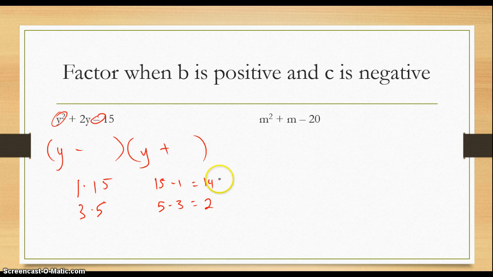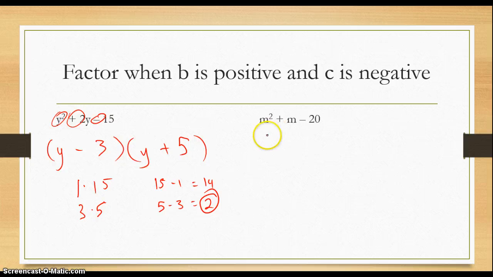So, I see that this is my answer. I need 5 and 3 to go inside my parentheses. Now, I have to put my largest factor between 5 and 3 with the plus sign since my B is a plus. So 5 here and 3 here. So 5 with the plus because my B is a plus. Okay, so 5 minus 3 is 2.